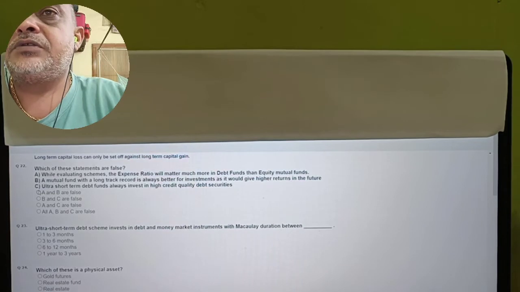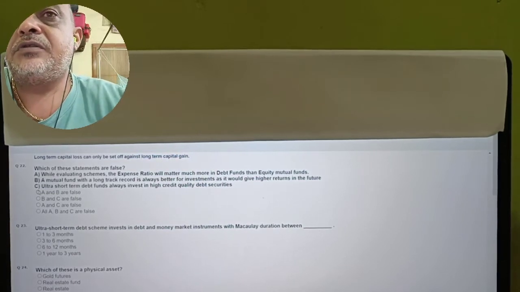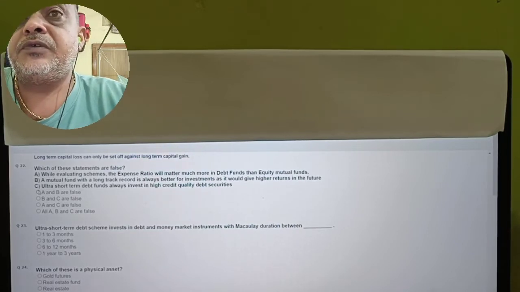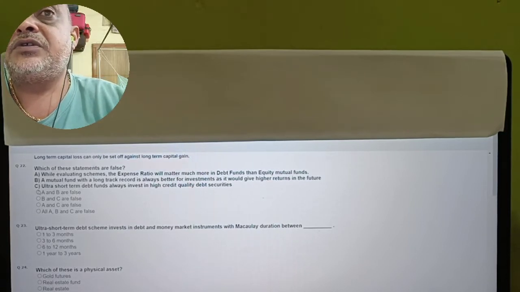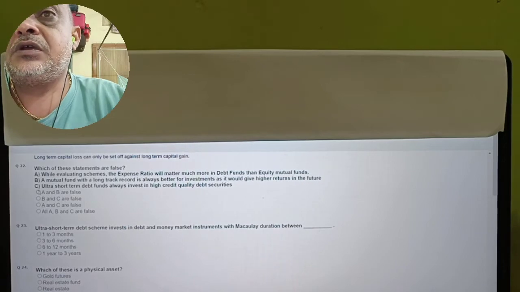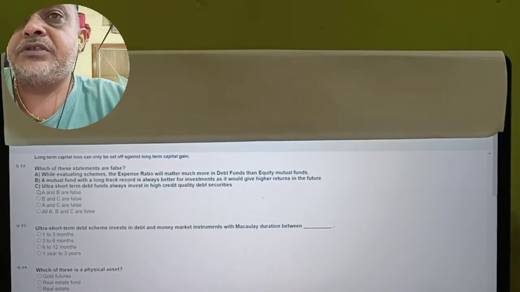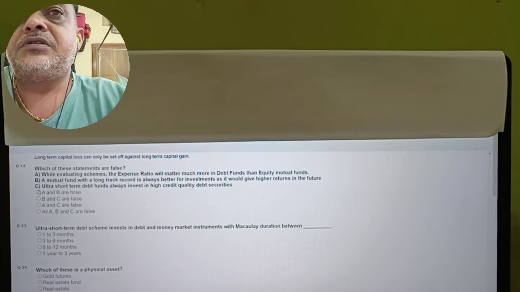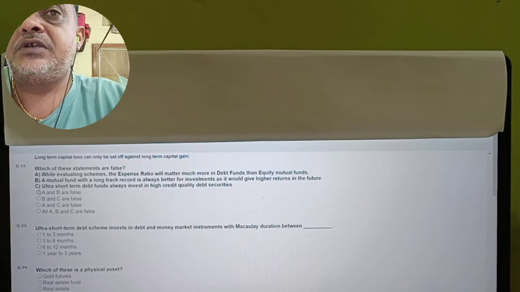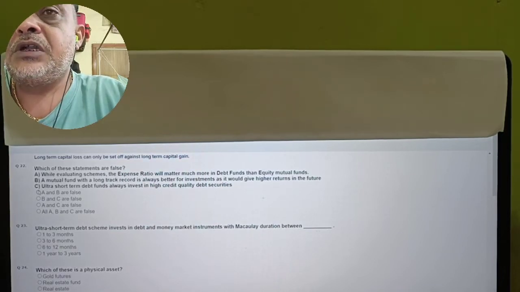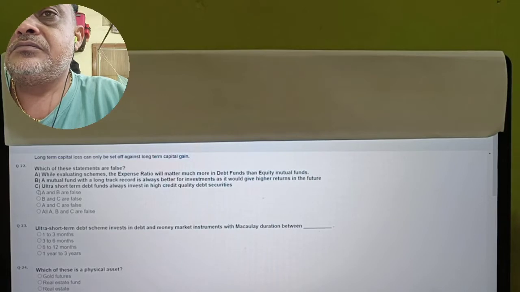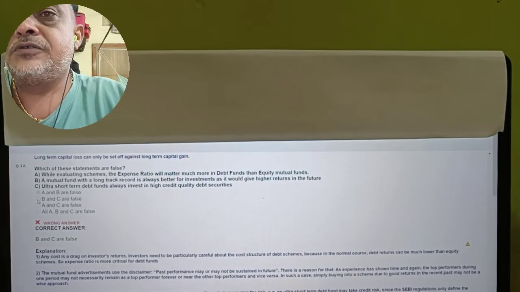Which of these statements is false? While evaluating scheme, the expense ratio will matter much more in debt fund than equity fund. A mutual fund with long track record is always better for investment as it would give higher returns in the future. This is wrong. Ultra short term debt fund always invest in high credit quality debt securities. B and C are false.